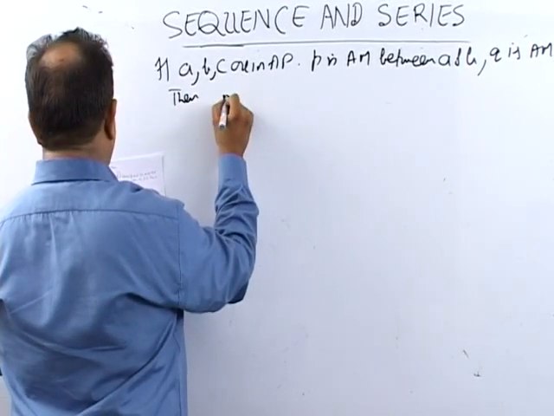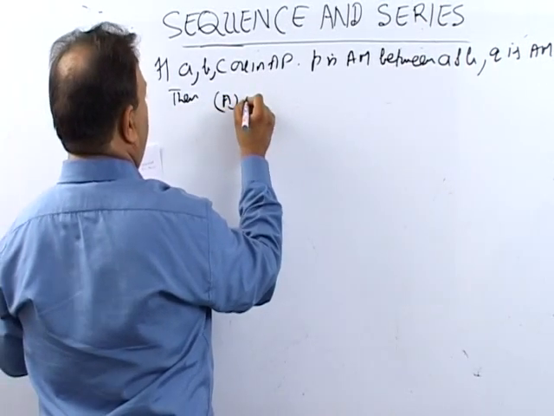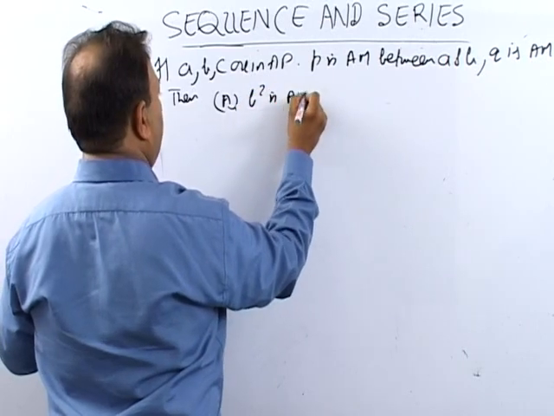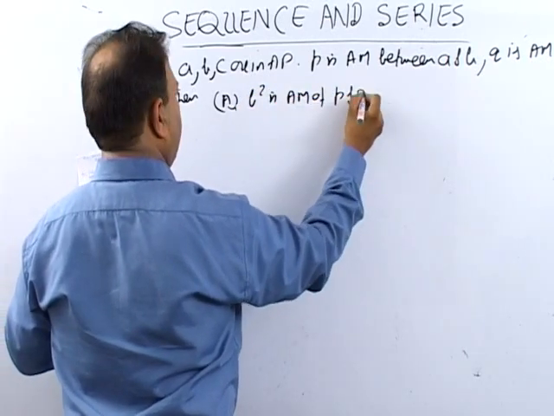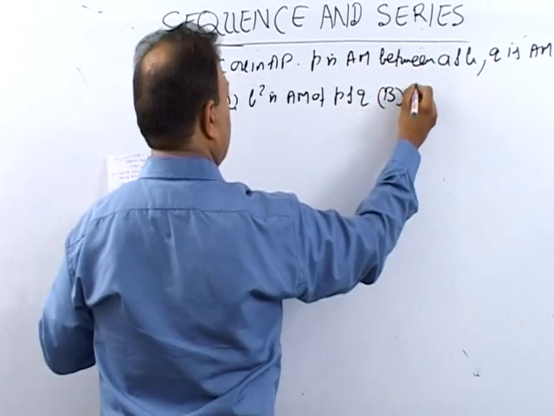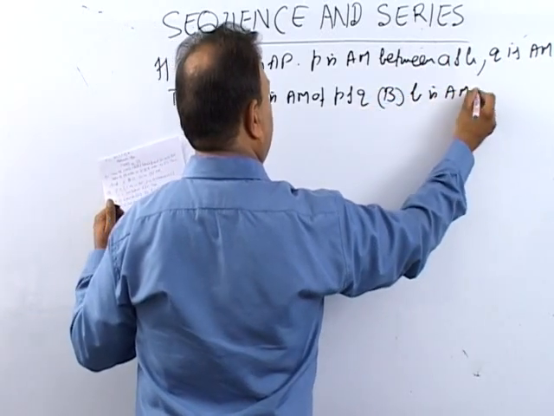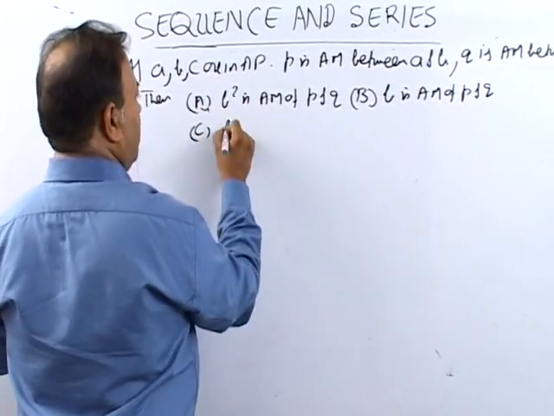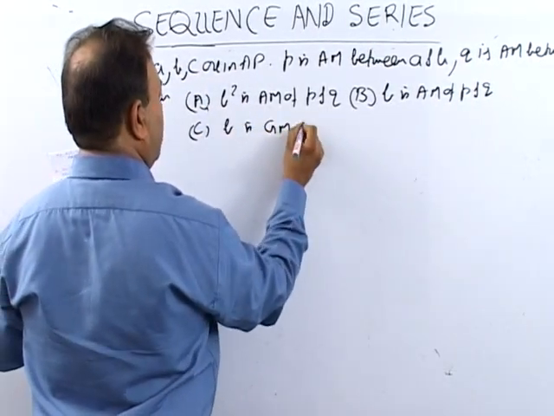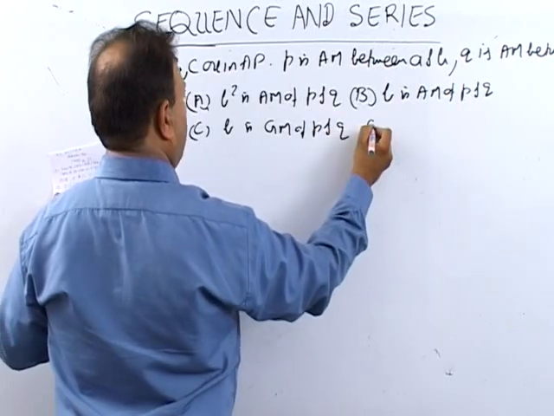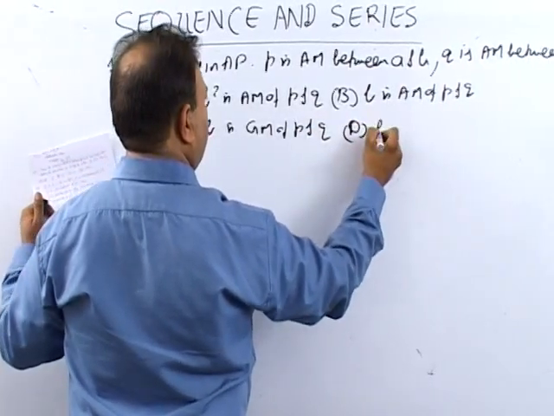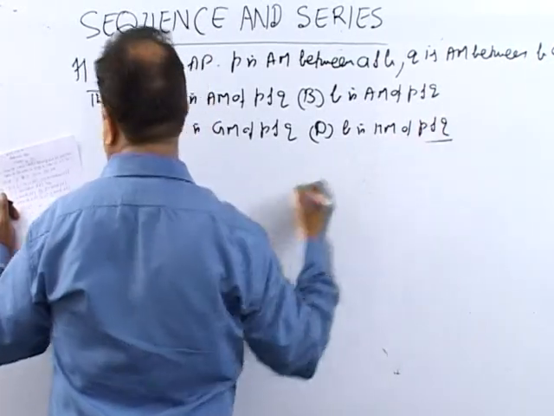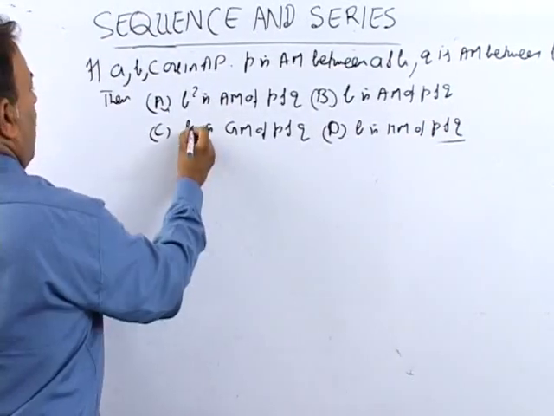Option A is B square is arithmetic mean of P and Q. Option B is B is arithmetic mean of P and Q. Option C is B is geometrical mean of P and Q. Option D is B is harmonic mean of P and Q. So how will we proceed?